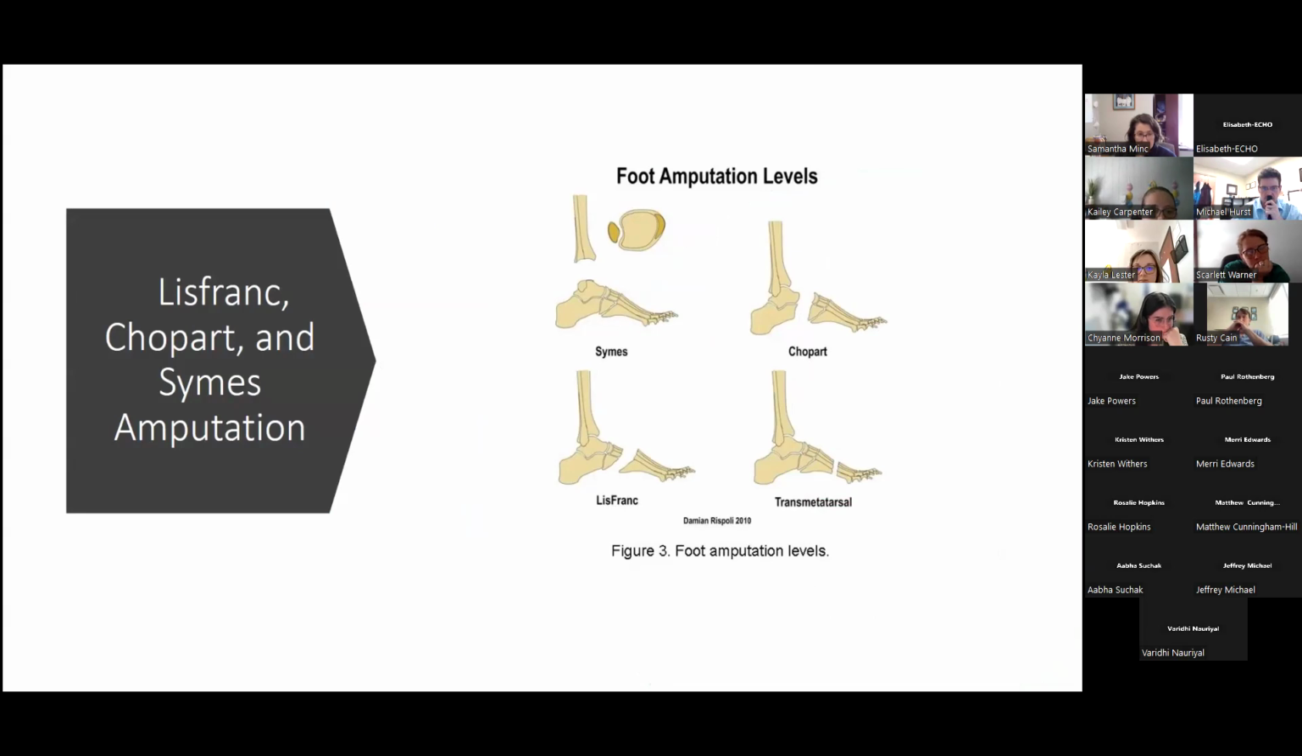Next, as we move proximal into the Lisfranc joint, this is really where we're going to start worrying about the biomechanics of the foot and the increased pressures, because we are going to start losing tendon attachments and that kind of stuff. So as you can see here, the ones that I kind of hit on were the Lisfranc, Chopart, and Syme's.